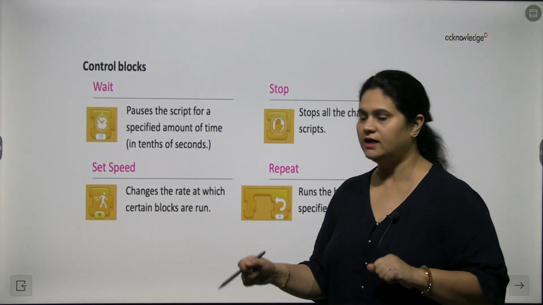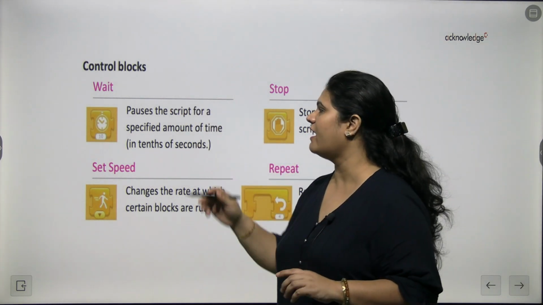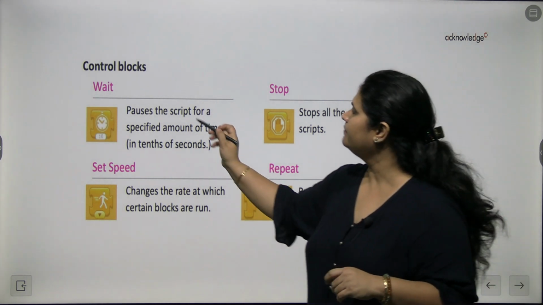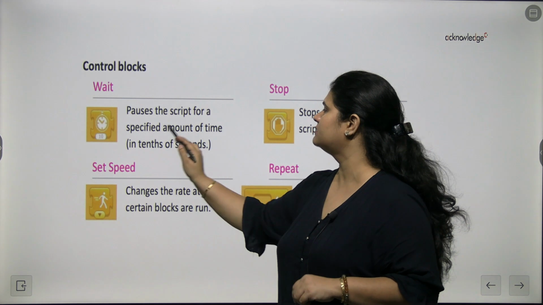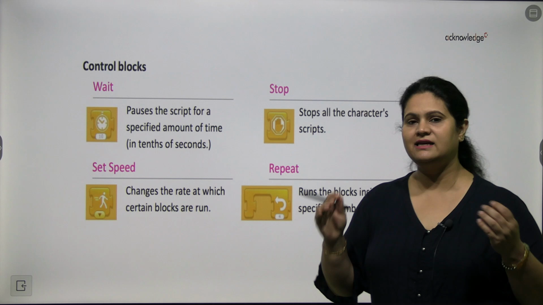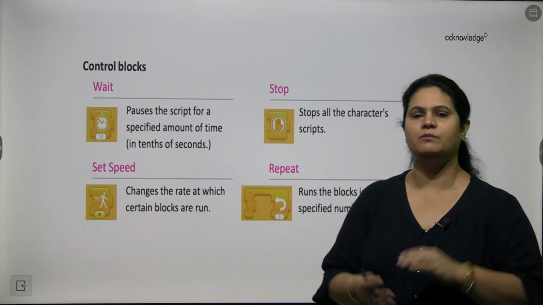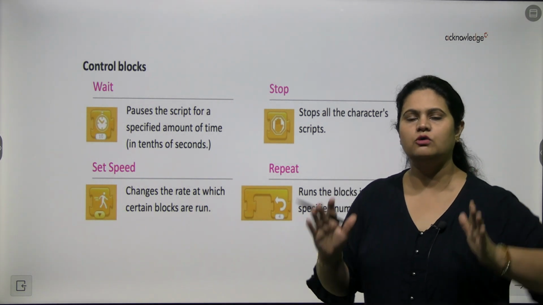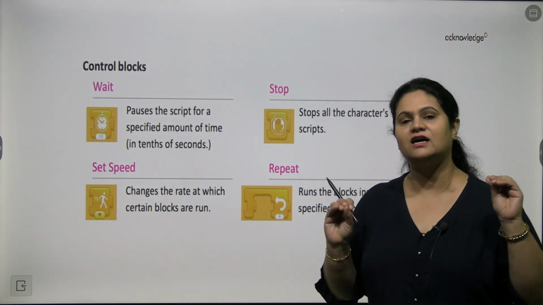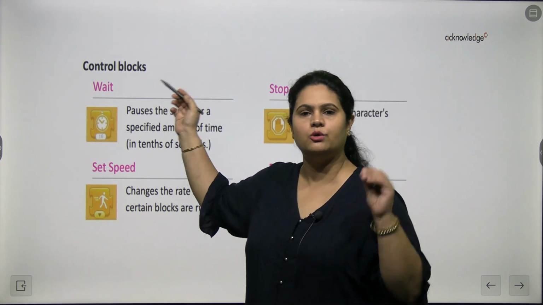These are orange in color, and let's see what all we have in these blocks. First we have wait. Wait means to pause your action, right? It pauses the script for a specified amount of time in tenths of seconds. You specify the amount of time you want your character to take a pause. Whenever you want your character to stop for some time, you use this wait control block.